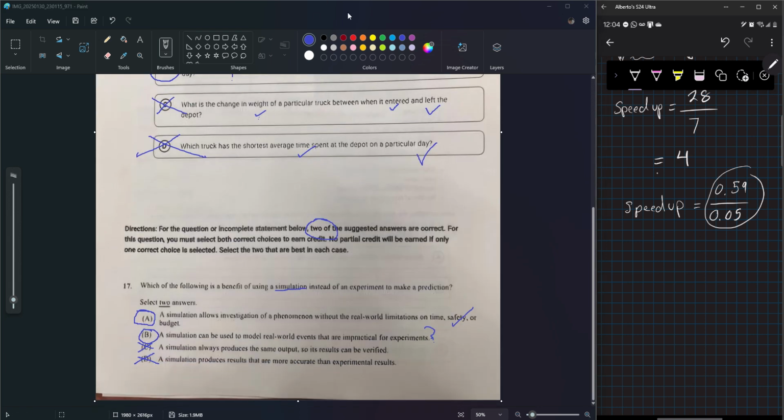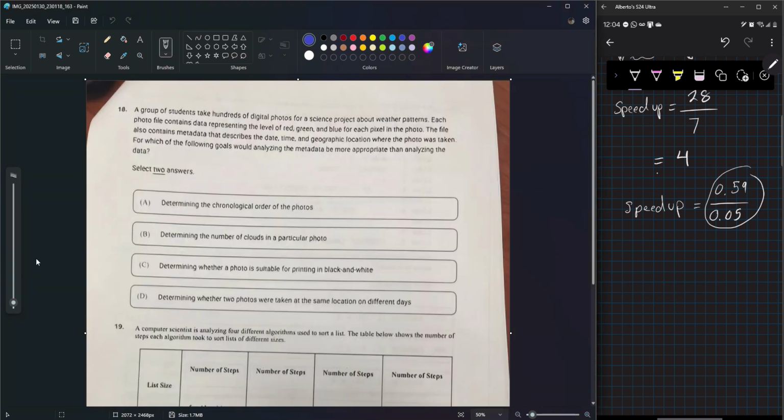Nice. We're almost done. So this says a group of students take hundreds of digital photos for a science project about weather patterns. Each photo file contains data representing the level of red, green, and blue for each pixel in the photo. The file also contains metadata that describes, so remember, metadata is information about the data. So it contains date, time, and location. For which of the following goals would analyzing the metadata be more appropriate than analyzing the data?